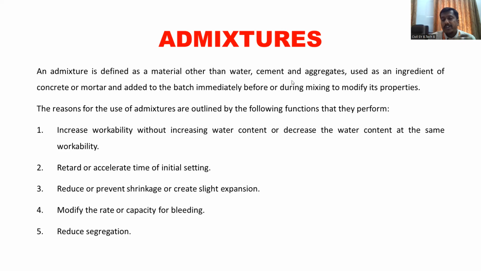Now where there is a change in the volume, if the water is absorbed from your concrete, completely absorbed, definitely the volume of the concrete goes on changing. Correct? So it will lead to the shrinkage or the creep, whichever is applicable. So to prevent this shrinkage, we can use the admixtures. That is their next function. And the next function again is to modify the rate of capacity of bleeding. Then to reduce the segregation, the last function, we can use the admixtures.